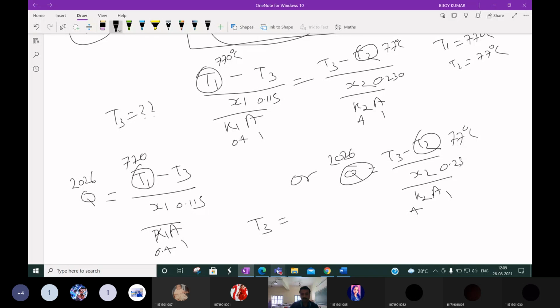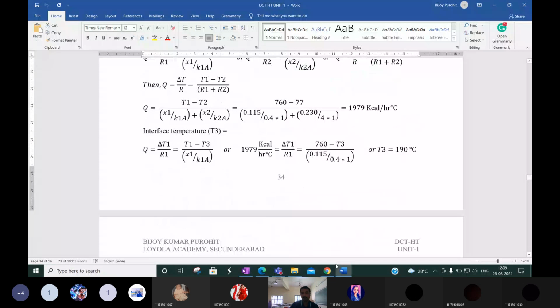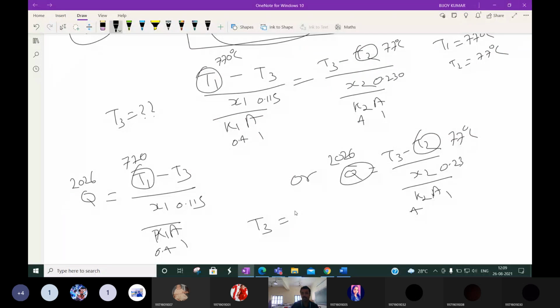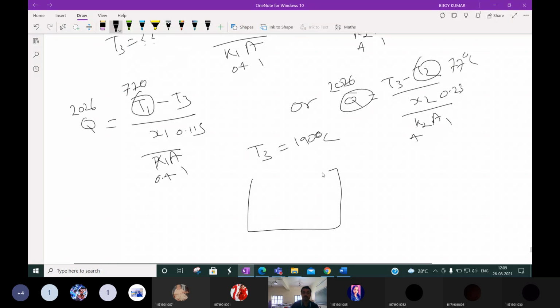So let me write the answer. T3 value will come around 190 degrees centigrade. Let me draw once again. Suppose this is the furnace wall. Suppose it is 770 degrees centigrade and this is 77 degrees centigrade. Then the intermediate temperature will be 190 degrees centigrade. Very good.